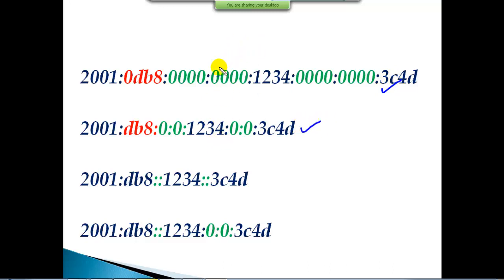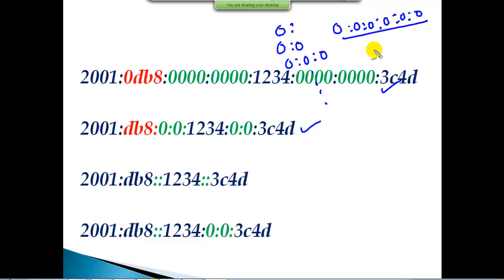Now similarly, if you have continuous 0 portions, let's say you have 1 0 portion, or you may have 2 0 portions, or you may have 3 0 portions, up to 7 0 portions. So continuous 0 portions can be written simply as a double colon. Now double colon is going to represent continuous 0 portions, which means here you can see I have a double colon, I have a 0 0. Now 0 0 I'm going to write as a double colon. Similarly, I have a 0 0 here, I'm going to write it as a double colon.